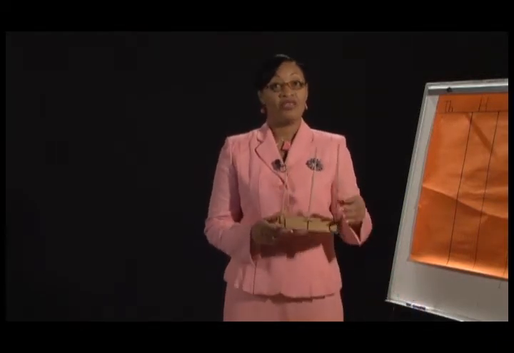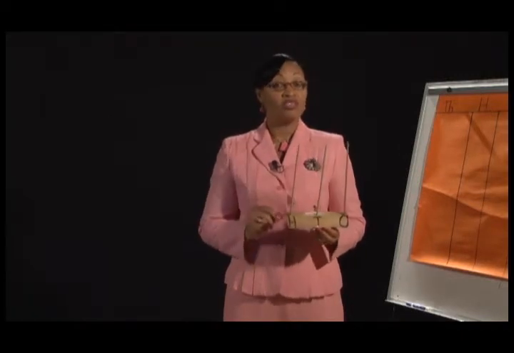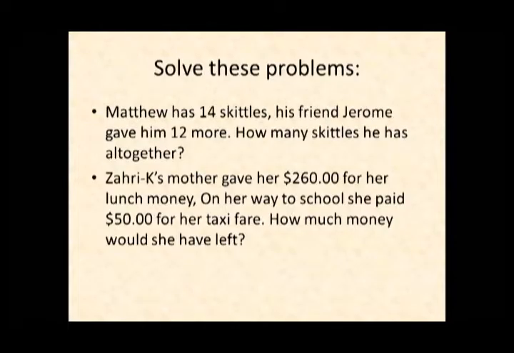Remember, on my abacus, I had 3 different sections illustrated: hundreds, tens, and ones. But we can also move to the 1,000 position. So with your teacher, you will be working the final one on your own. Here are 2 more problems for you to work on. Matthew has 14 Skittles. His friend Jerome gave him 12 more. How many Skittles does he have altogether? You can use your abacus to solve that as well with your teacher.